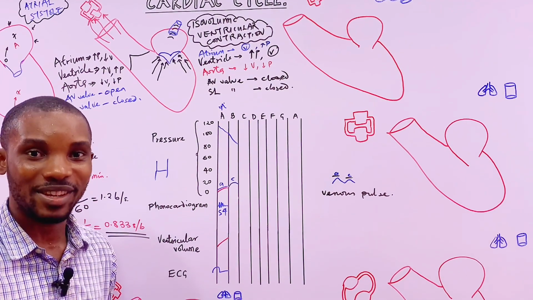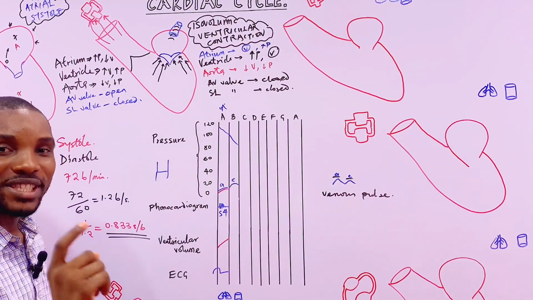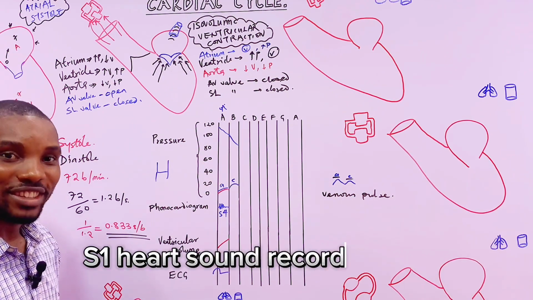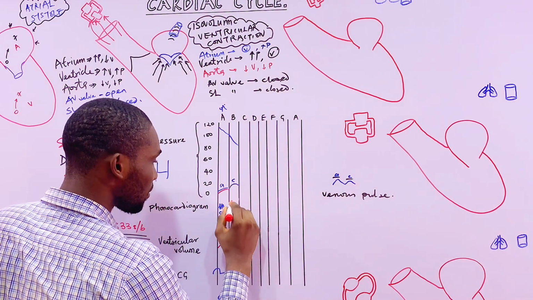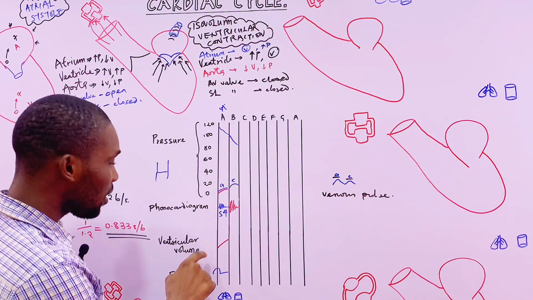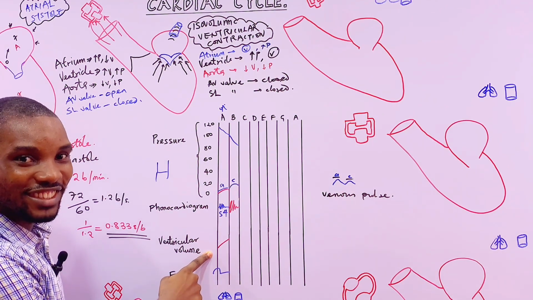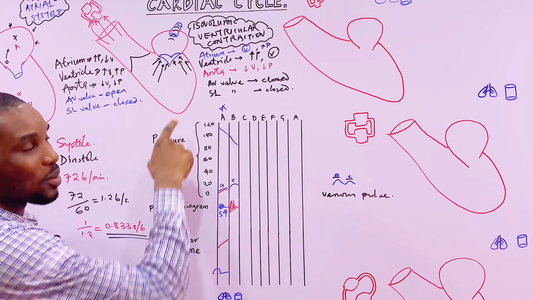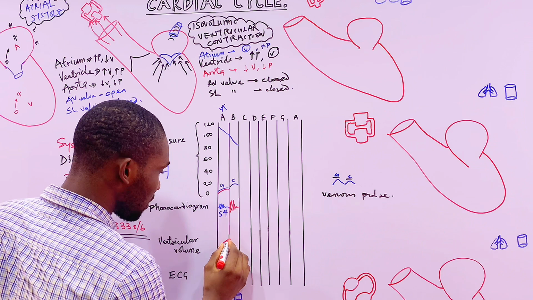Let's continue. For the heart sounds, we have what? A heart sound from where? Closure of the AV valve. All right. What's this heart sound called? It's called S1. So this is the S1 heart sound, very loud. Then how about the ventricular volume? Is it increasing or decreasing? The ventricular volume is what? Constant. So we have our ventricular volume constant here.